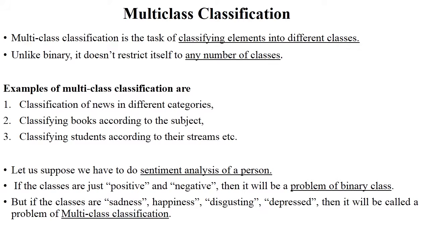There are some examples of multi-class classification. For example, classification of news into different categories, classification of books according to subjects, and classification of students according to their stream. Here is another example: sentiment analysis of a person, where the sentiments are sadness, happiness, disgust, depression. This is again an example of multi-class classification.